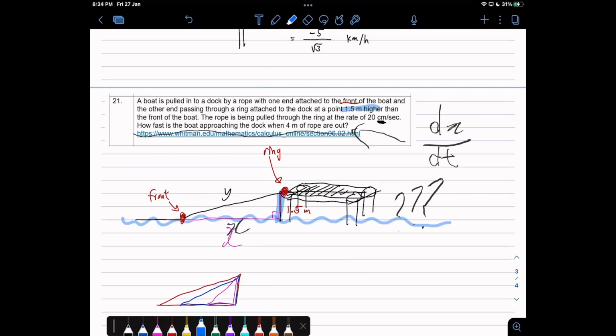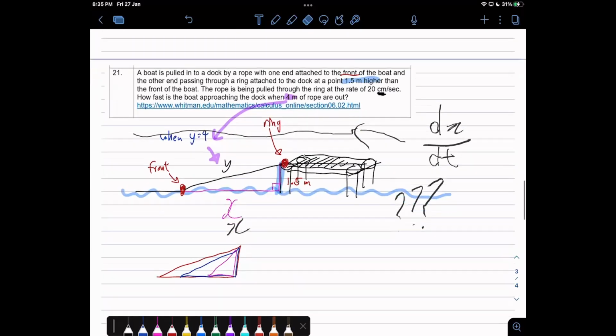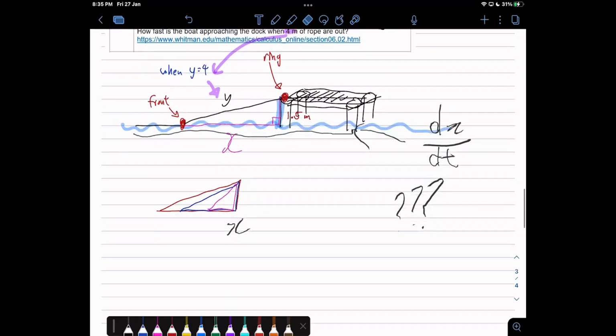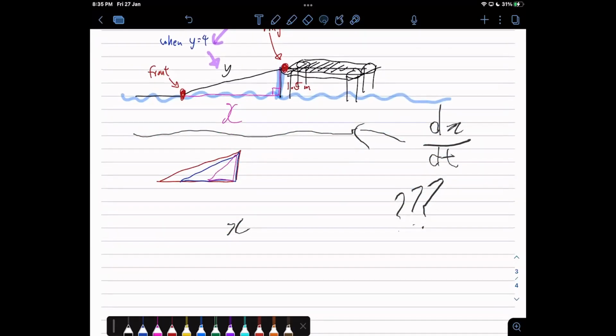When they say 4 meters of rope are out, maybe my English is not good, please correct me if I'm wrong, what I believe they are saying is that when y equals 4. So substitute y equals 4 as our last step. Anyways, we end up with the exact same diagram. Don't need to think so hard. Just simplify this diagram. Oh, sorry, maybe I'll keep this at the corner.